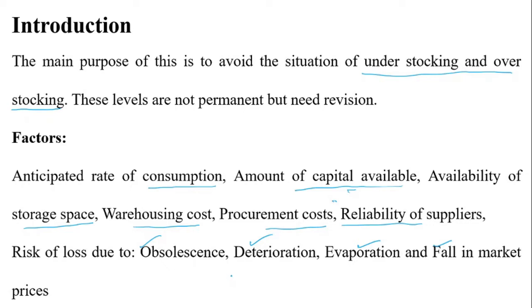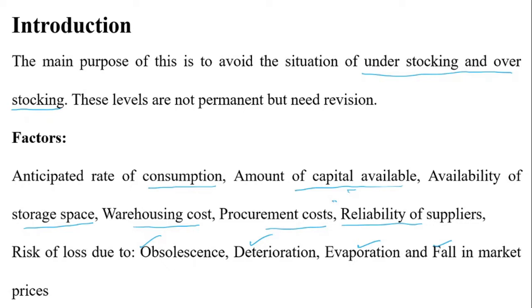Deterioration: because of storage in the godown, the value might decrease, that is called deterioration. Evaporation: due to external factors like sunshine or air, the raw materials are going to evaporate, that also comes under risk of loss. And finally, the fall in market prices. We may purchase materials today, but the next day the raw material prices might decrease. That is the anticipation. If the prices decrease, that is going to be a risk of loss to the firm. These are the different factors which influence the stock levels in any firm.